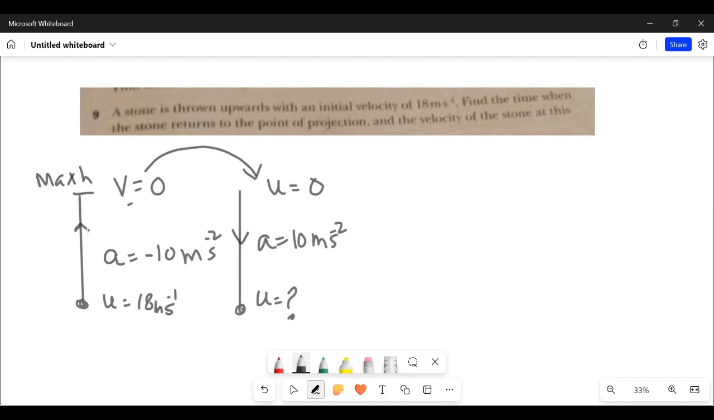Okay. Find the time when the stone returns to the point of projection. So at what time does it reach this point again? So we can find the time of the first part of the journey upwards and then double it. That will give you the time of both the journeys upwards and downwards. Okay. So from the first part, we have v equals 0, a equals minus 10, u equals 18. So we need to use one of the equations of motion, which could be v equals u plus at. Use that.